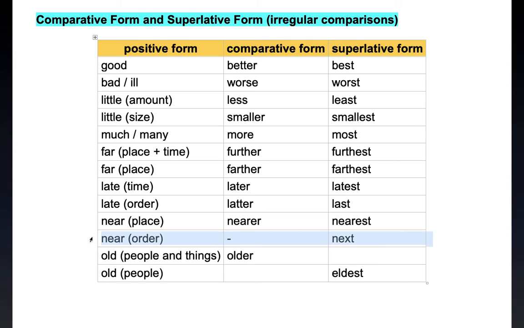Good. Aquí no cambia. Old es viejo. For people and things, para la gente y cosas. Older, más viejo que. El perro mío es más viejo que el del vecino. Y el más viejo, in this case, it is oldest. And that's it. And old, for people, solo para gente. It's elder, for the comparative. Mi abuela o bueno, tal persona es más viejo que tal otra. Y el más viejo, eldest. But just for people, solo para gente.